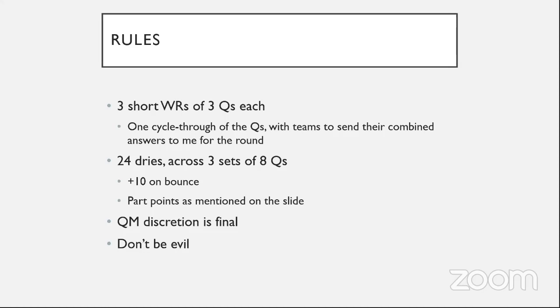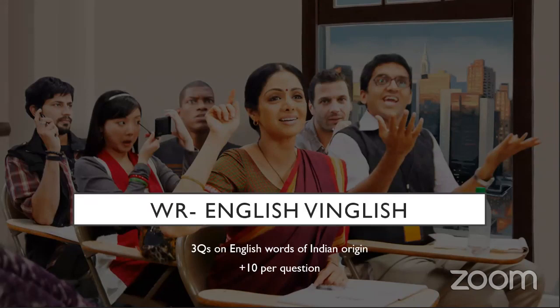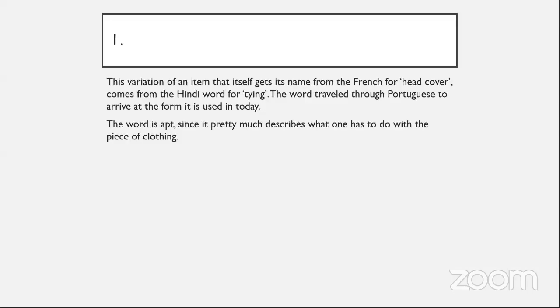Okay, so we'll start with the first written round, which is English, words of Indian origin. So 3 questions, 10 per question. The first one. This variation of an item that itself gets its name from the French for head cover comes from the Hindi word for tying. The word traveled through Portuguese to arrive at the form it is used in today. The word is apt since it pretty much describes what one has to do with this piece of clothing, which comes from the Hindi word for tying. So the apt name for a piece of clothing, which comes from the Hindi word for tying.